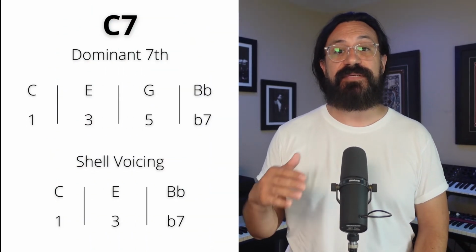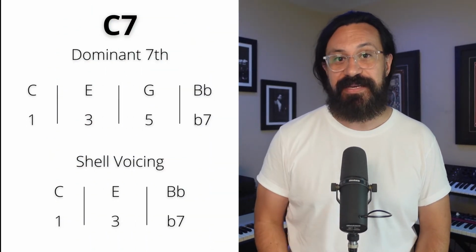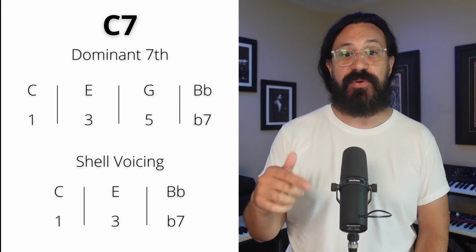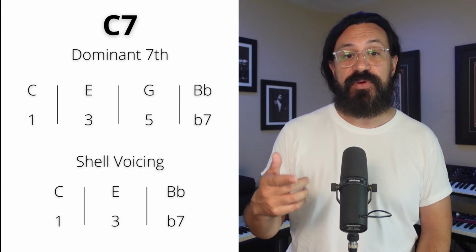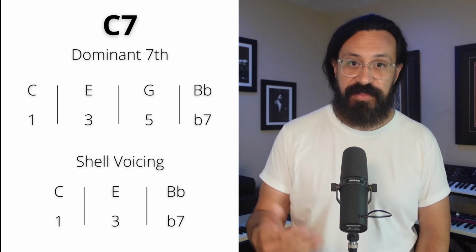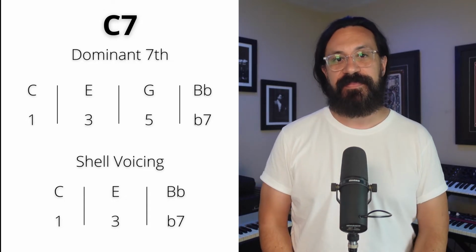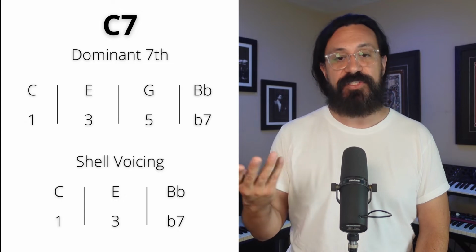Now for the dominant seventh, notice that there's no symbol in between the letter and the number. That is a surefire way of knowing that the chord is dominant. For this one, you'll need to play the root, major third, perfect fifth, and minor seventh. Take out the 5th and you'll be left with the shell voicing. Here are some of the ways I might voice this chord.